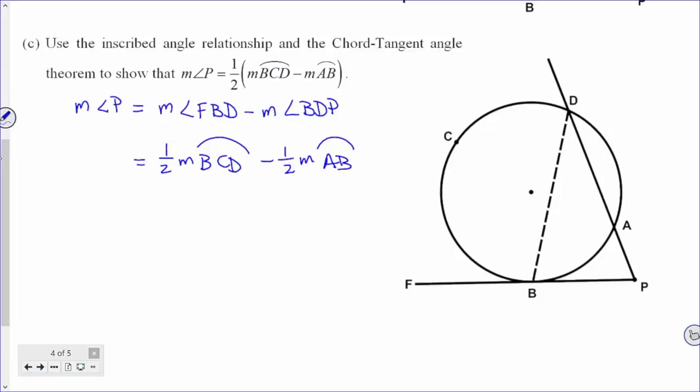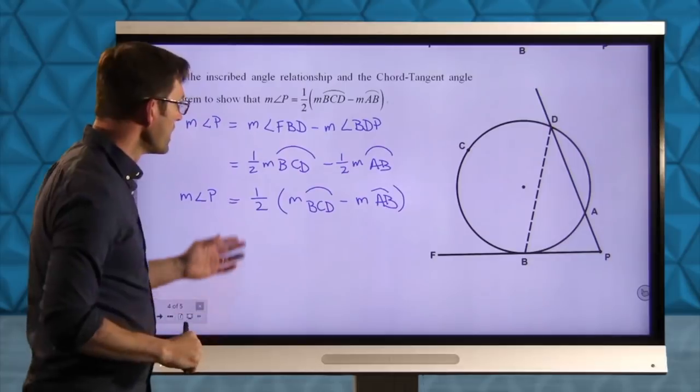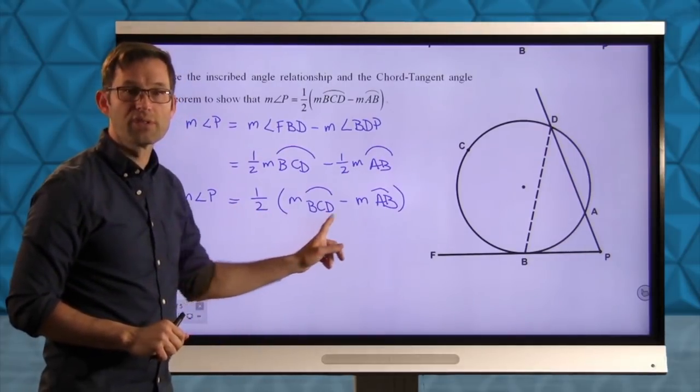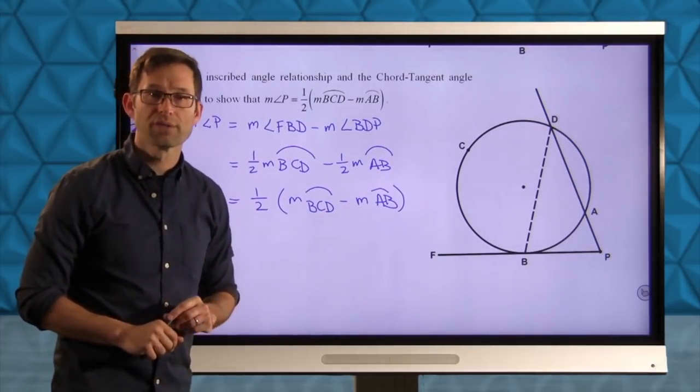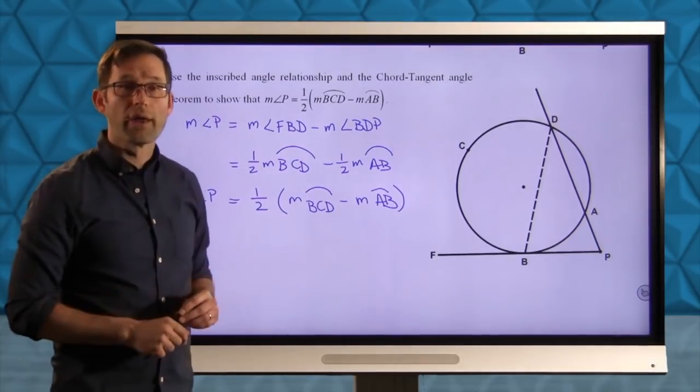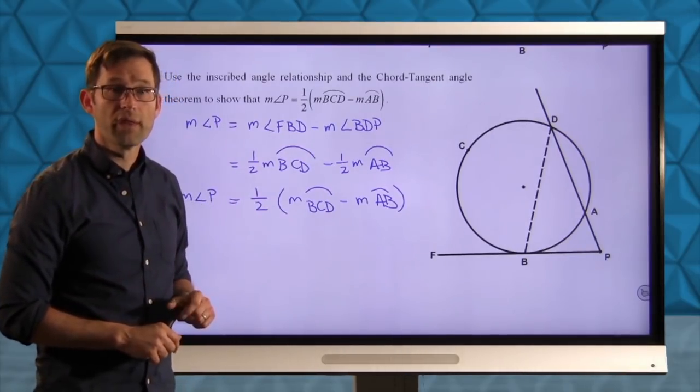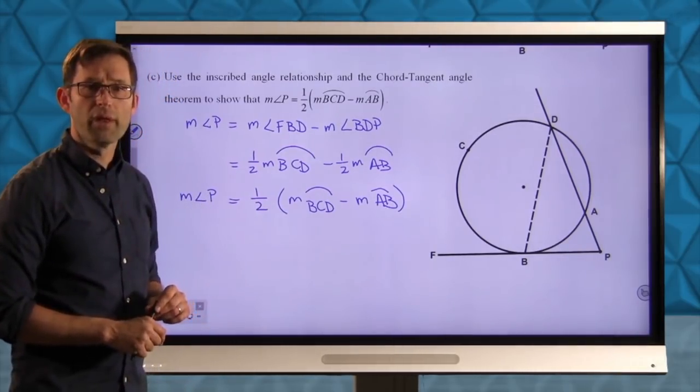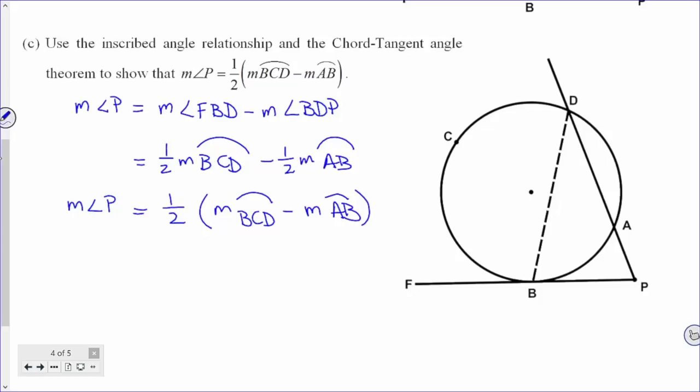And we're basically there. Just like before, we can factor that 1/2 out. And we have the relationship we were looking for. In other words, the measure of that exterior angle is 1/2 the difference in the two intercepted arcs. Simple enough. All right, go ahead and write down anything you need to on these. Let me step out of the way for a minute, and then we'll wrap up.